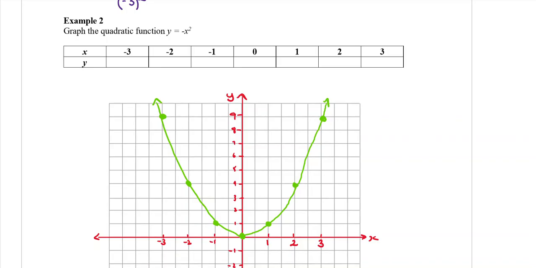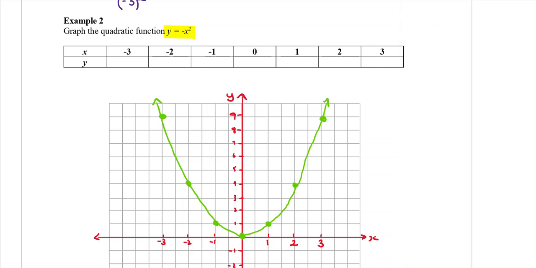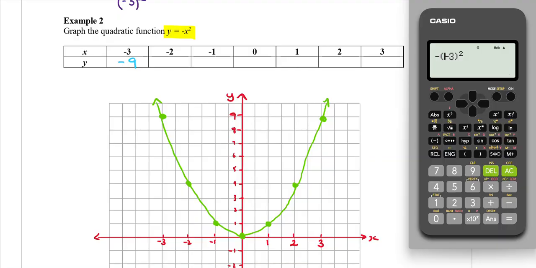Question 2. It says, y is equal to negative x squared. What does putting that negative sign in do to the graph? So let's go back to our calculator. We have a minus sign in front of the x, and I want the x to be a negative 3 squared. So the negative 3 that I'm putting in is in the brackets, but the negative is in front of that, and that gives a negative 9. Then I want to change to negative 2.